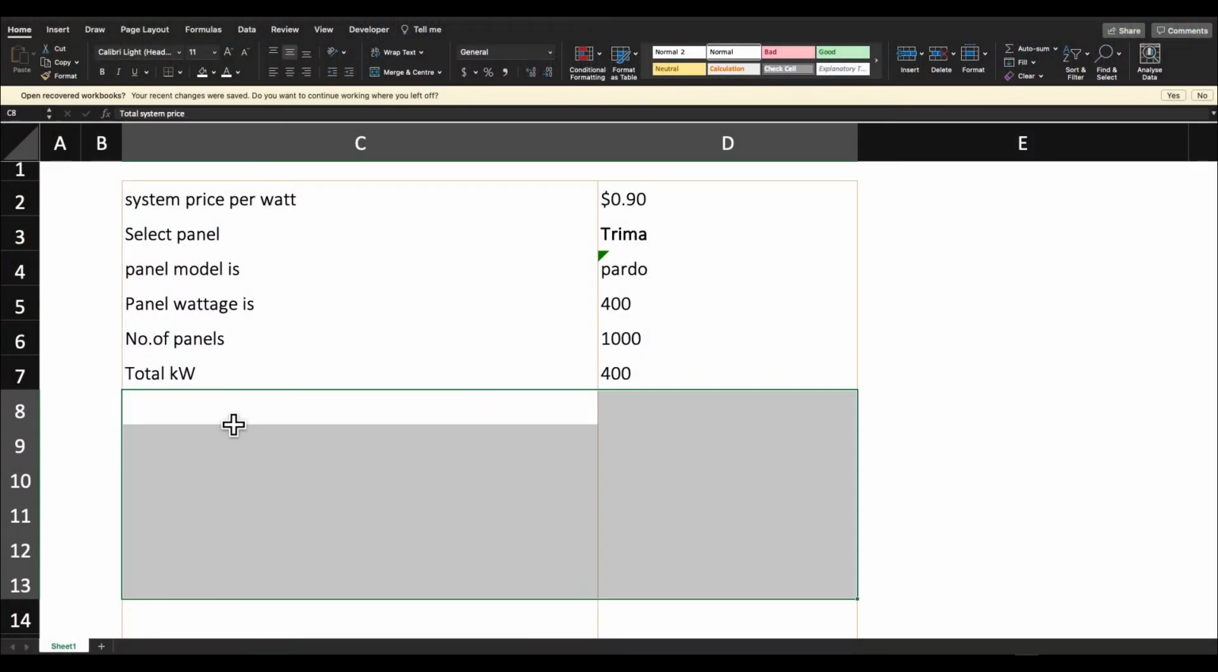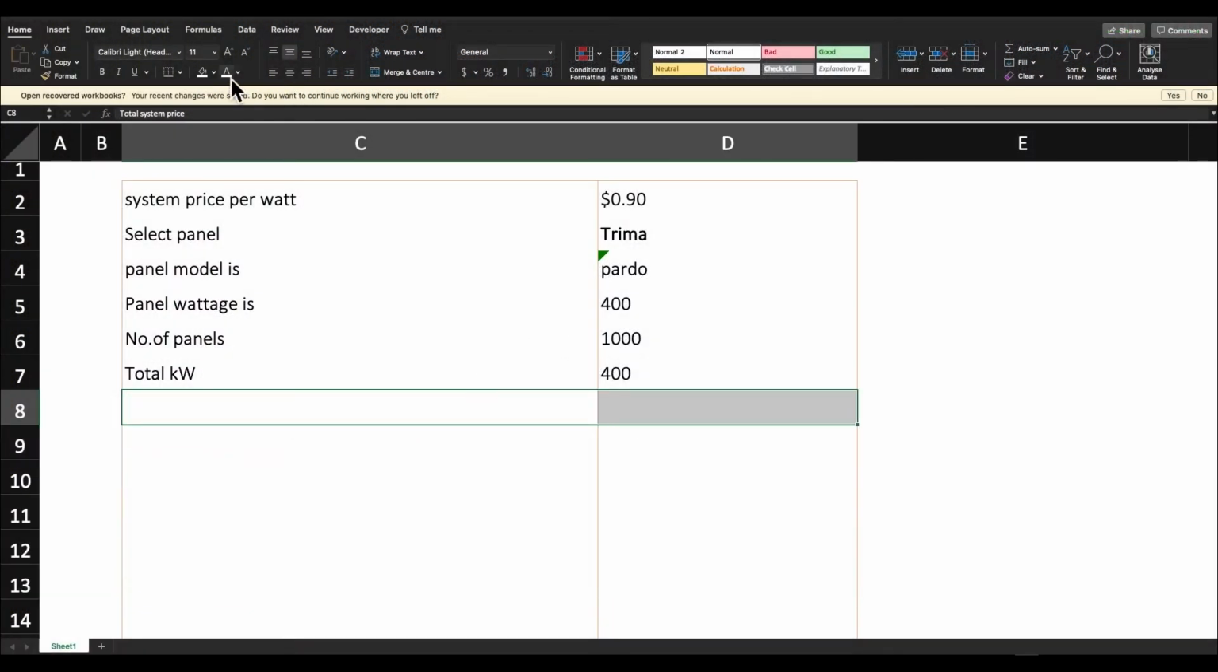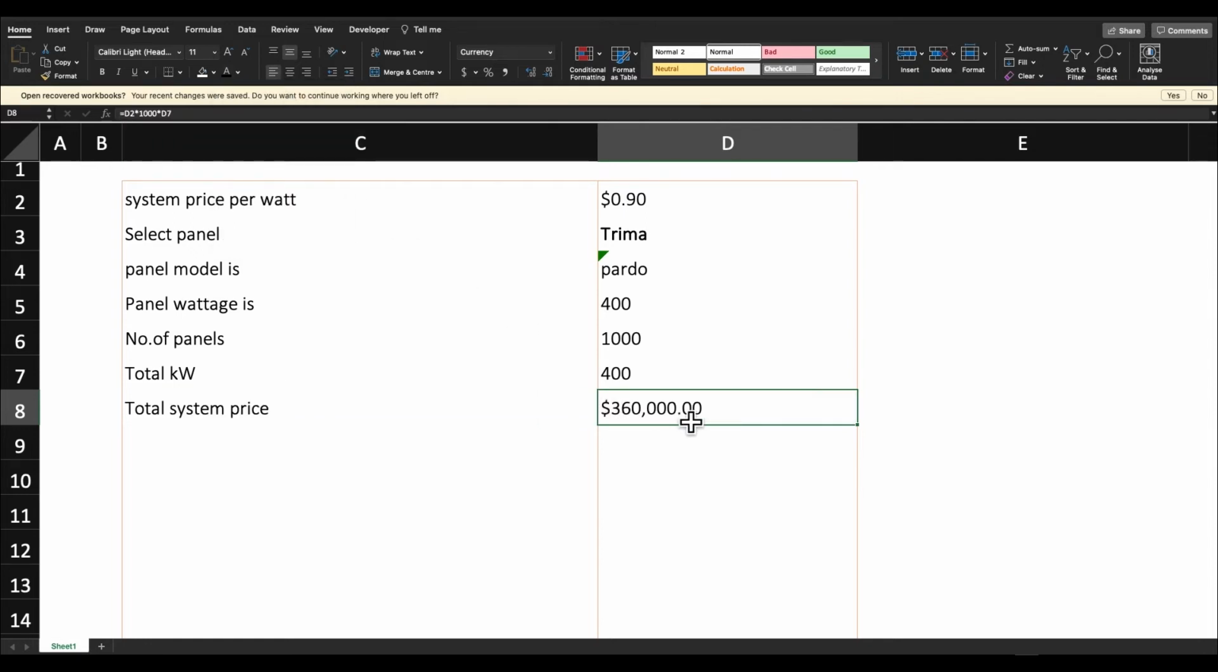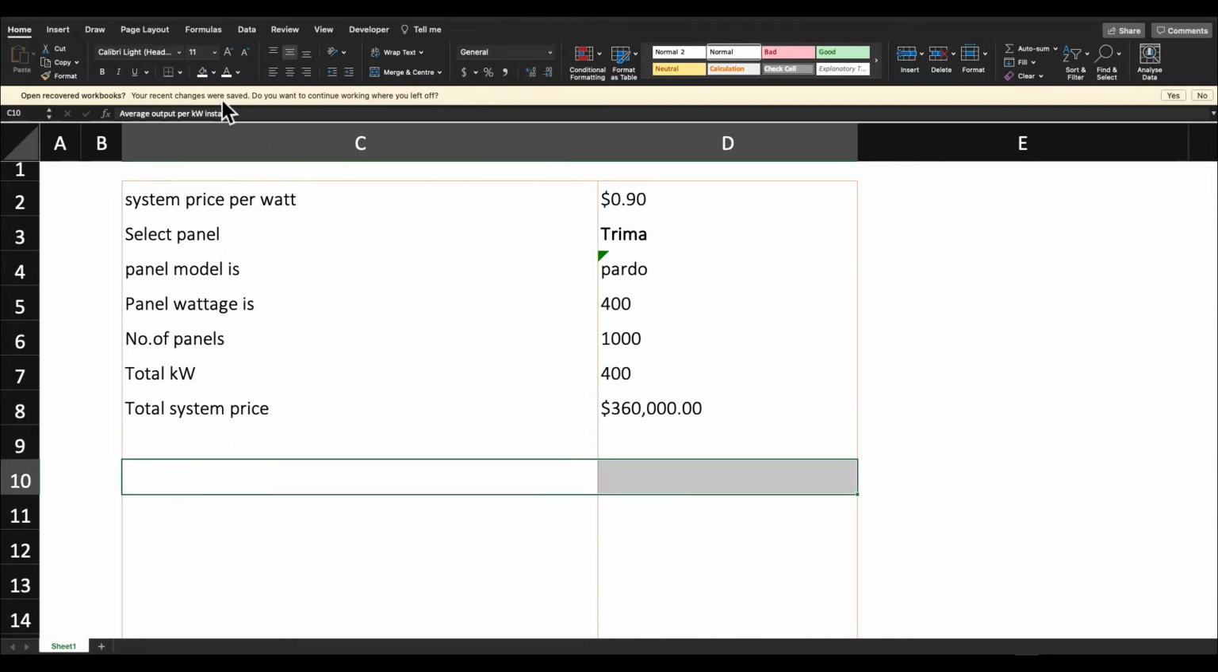So we have to look at the system price, and in this case it is derived from, total system price is derived from D2, times 1,000 times D7, $360,000, because we're talking about a 400 kilowatt system at 90 cents per watt. Now the next metric is the average output per kilowatt installed, and that's a user input. We've given that a figure of 3.6.